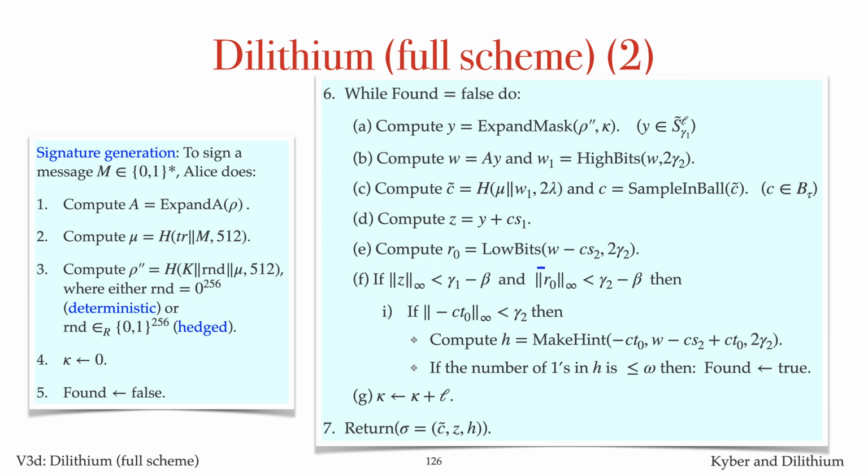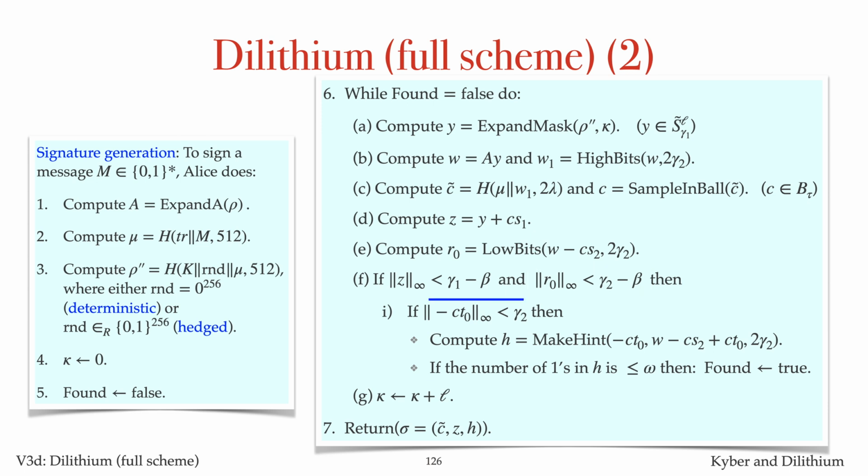Second, r0 should have infinity norm less than gamma 2 minus beta. Recall that this requirement is needed for signature verification to work, whereby the verifier is able to compute w1, the high bits of w.